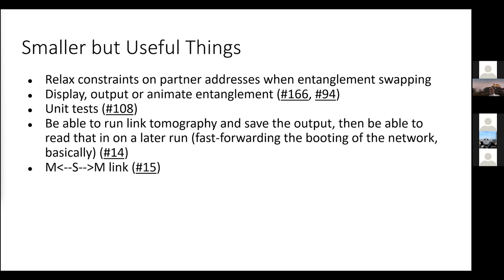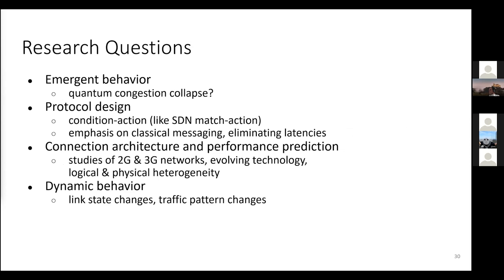And from the user perspective, also elements that will allow users to more easily work with the simulator. So the graphical interface and especially link tomography, that can be easily displayed and followed by the user. The elements that, of course, still need to be improved are the changes in the network that result in the collapse of quantum states, protocol design, an approach like we use in SDN, and connection architecture, as I mentioned, regarding the quantum repeater architectures, and simply dynamic changes in the network. So the states and the traffic pattern changes.